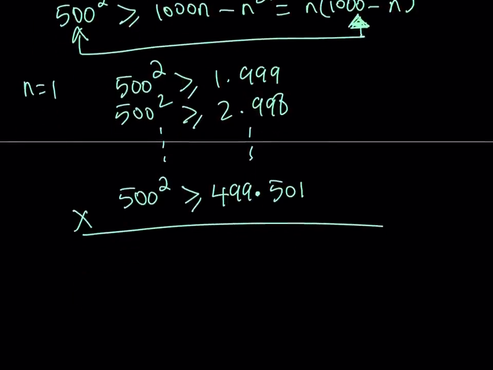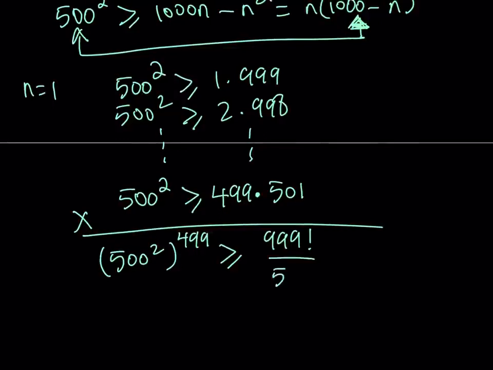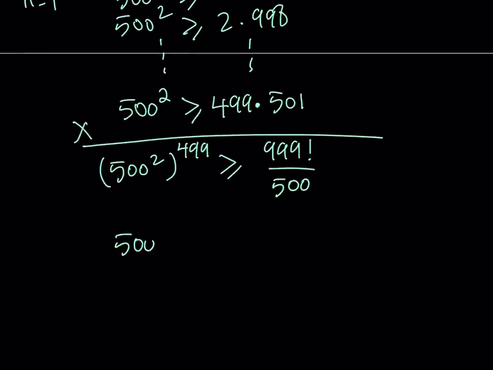On the left-hand side, notice that I have 499 rows. So 500 squared is repeated 499 times. Great. And on the right-hand side, I have 999 factorial, but I'm missing 500. So I just need to divide by 500 so that I can set it equal to the product on the right-hand side. So what does this give me? Great. This gives me 500 to the power 998 is greater or equal to 999 factorial divided by 500.